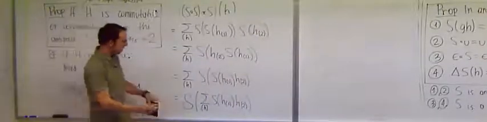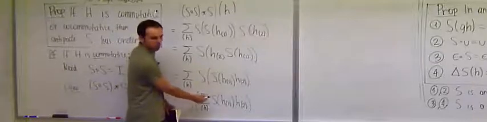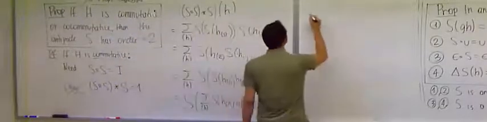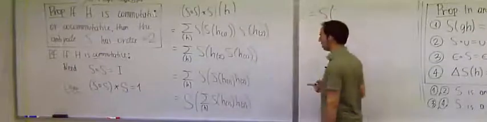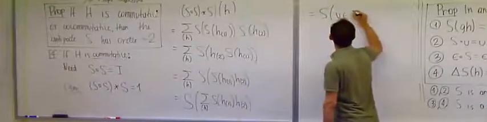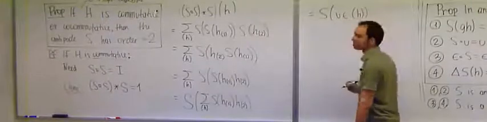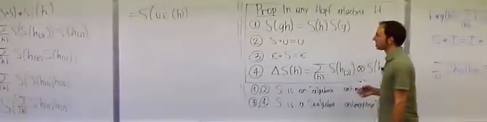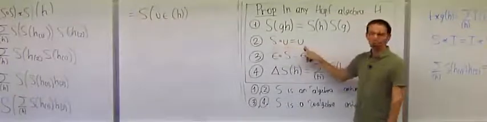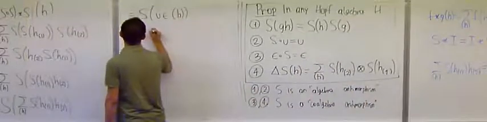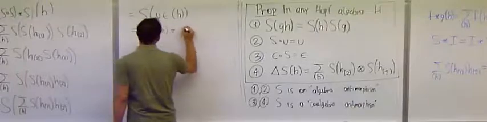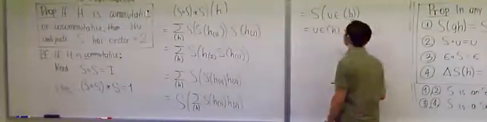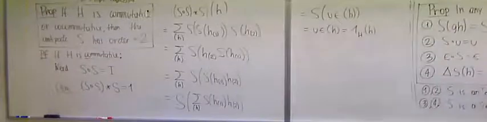Okay. Now we know what this is, right? This is again the convolution product of S and I. So this is S of the 1, which is U epsilon of H. But what's this? Well, SU is U. So we just get U epsilon of H, which is 1. Okay. So that equation is true.